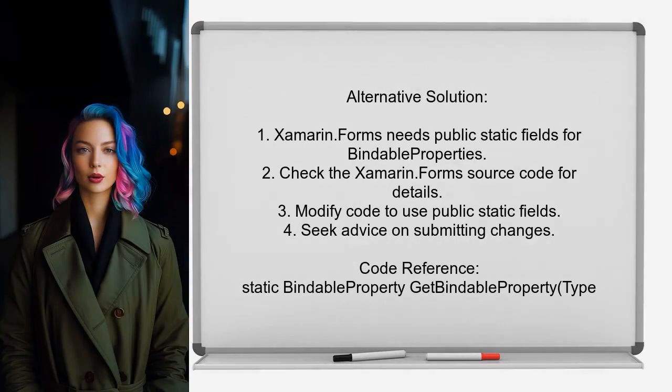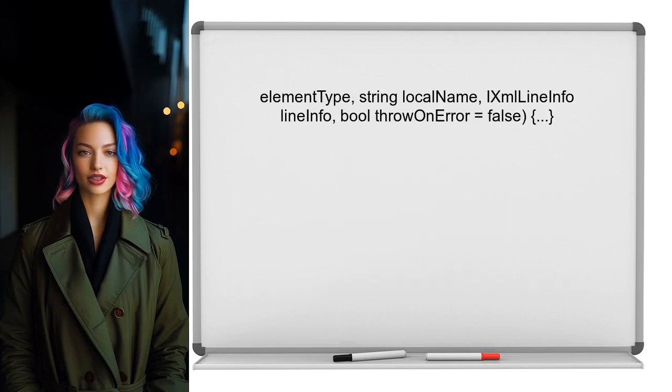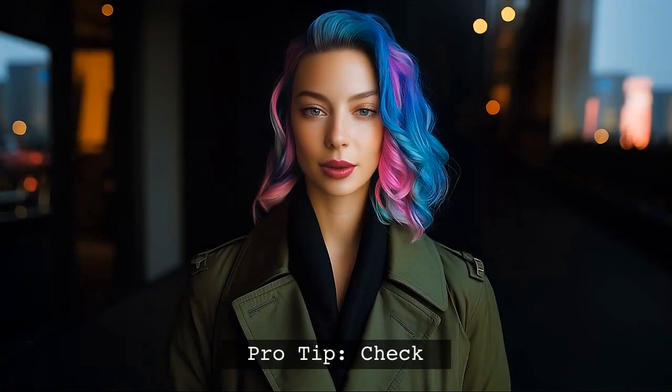An alternative approach suggests that Xamarin.Forms requires a public static field for bindable properties, not a property. The user found this in the Xamarin.Forms source code, which looks for static fields named after the bindable property. They plan to modify their code to accommodate public static properties and are seeking advice on how to submit their changes. Here's the tip I promised.